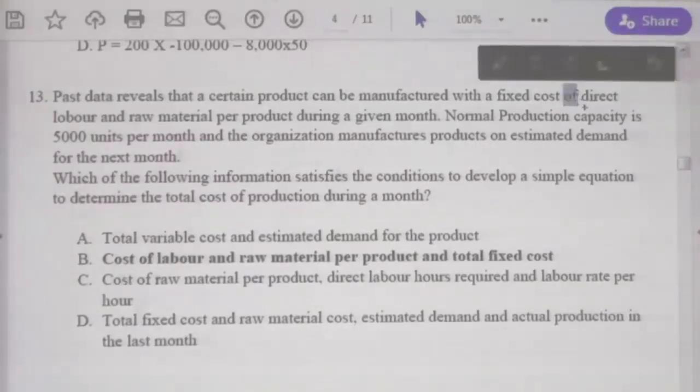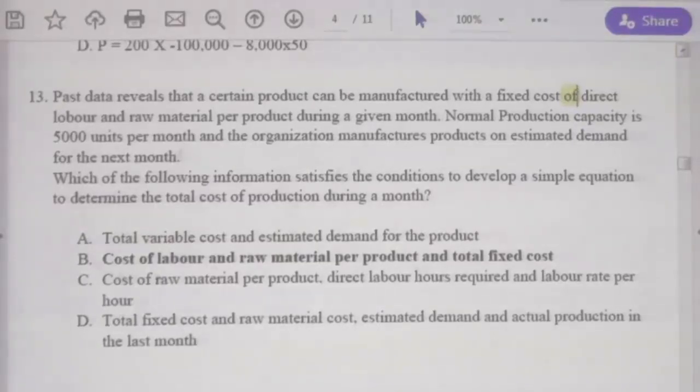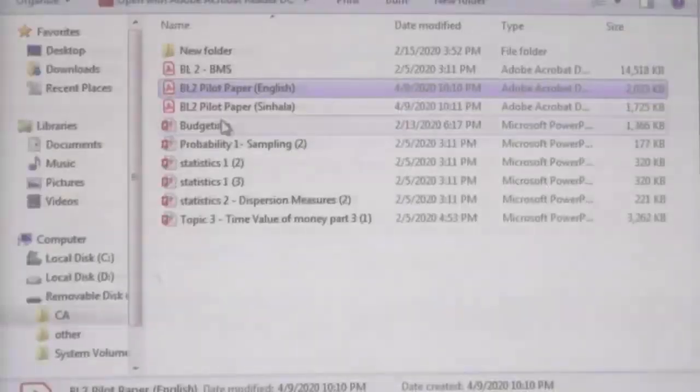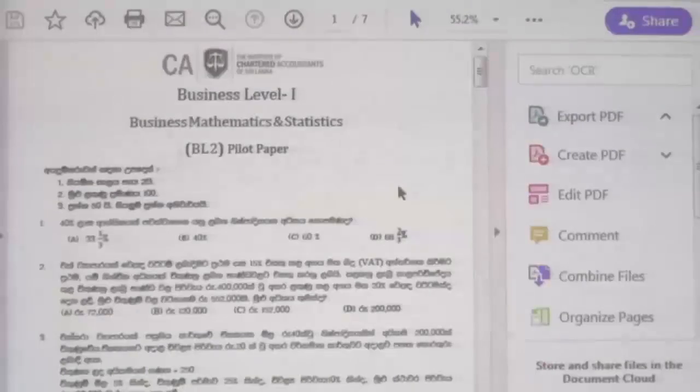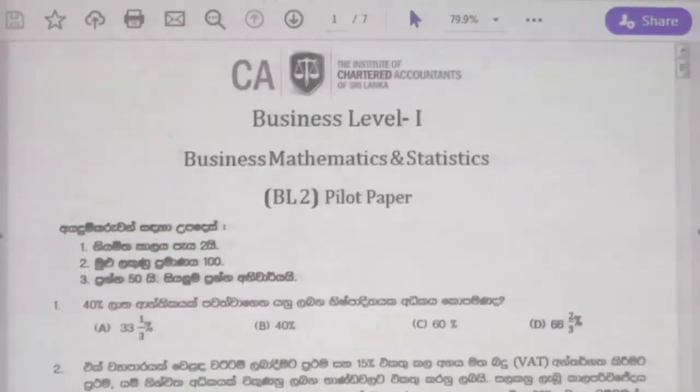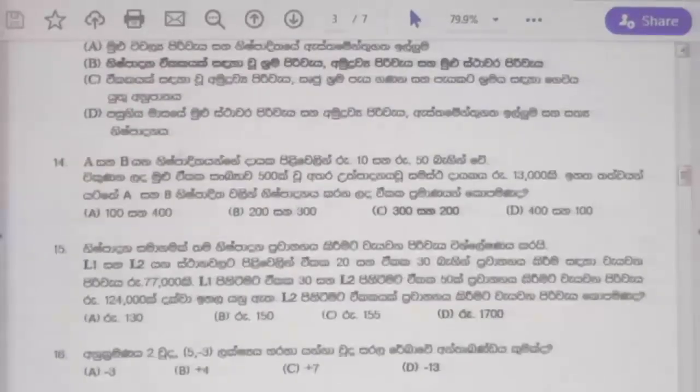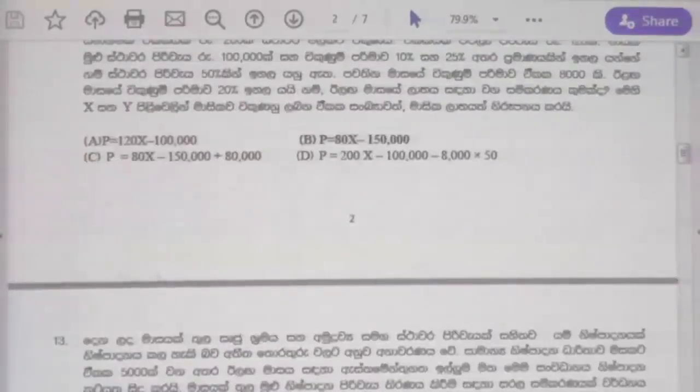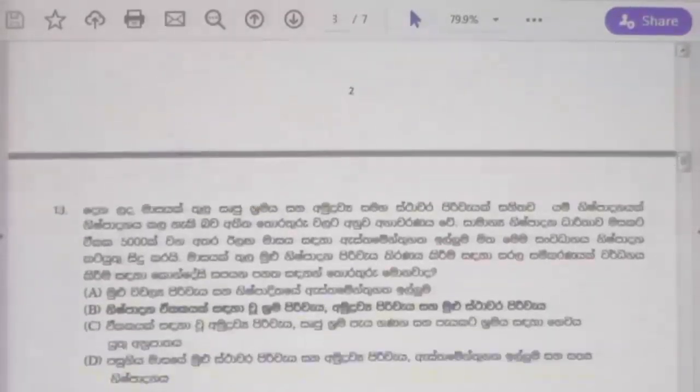This should be not "F and", because if you want, you can refer the Sinhala paper, right? In the Sinhala paper also we have the same issue, same question, right? If you have any issue, those who are following English medium, please refer the Sinhala or Tamil paper. Now here I am referring the Sinhala paper. The question number 13 here.